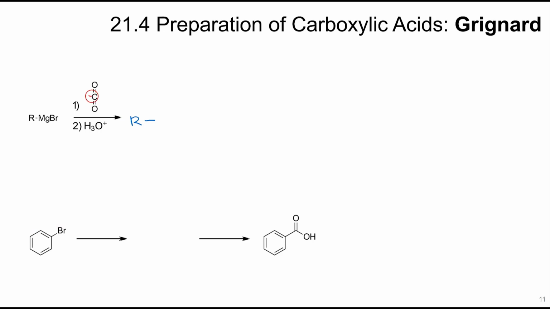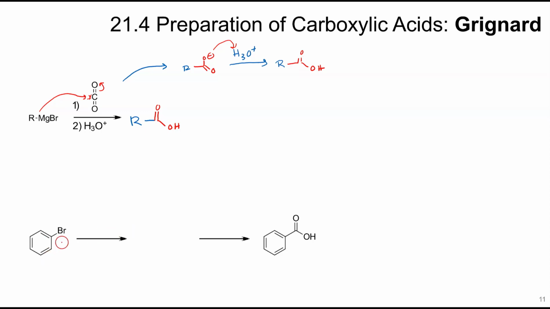So that will attack here, and we get the carboxylic acid. So if I do that, attack here, one of these electrons goes up. We follow that with H3O+. That's going to grab a proton, and you get that carboxylic acid.